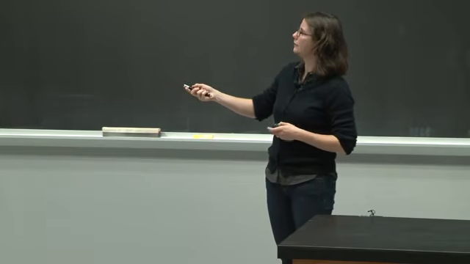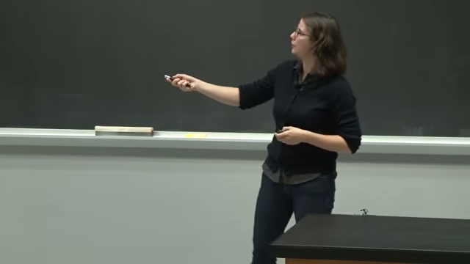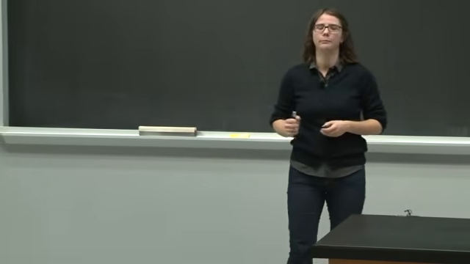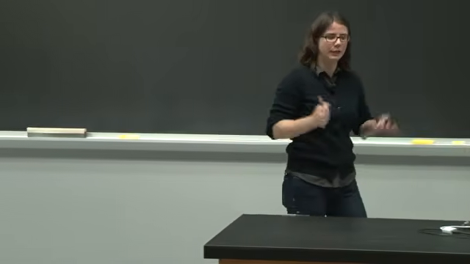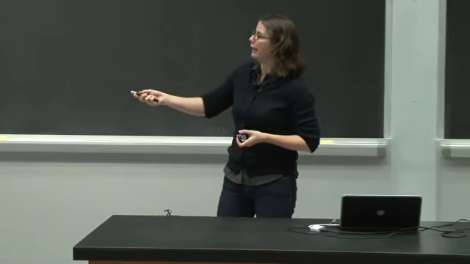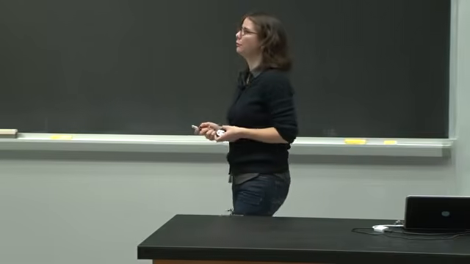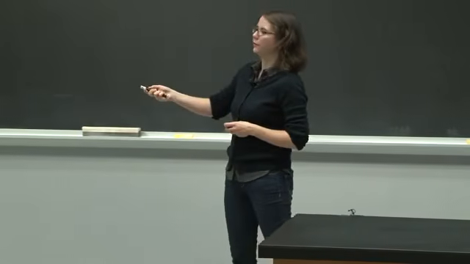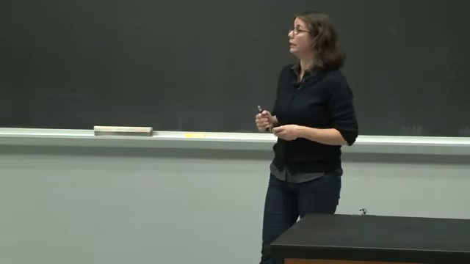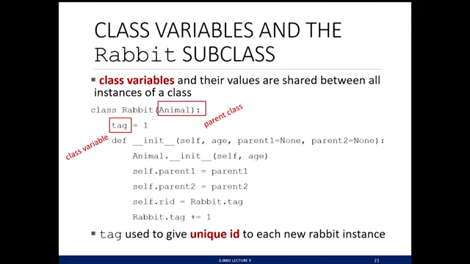Inside the init, I'm going to call the init of Animal, because Python already knows how to initialize an animal for me, just to do less work. That's going to set the 2 data attributes, name and age. I'm going to set the data attributes parent1 and parent2 for a rabbit to be whatever's passed in. And then this is where I'm going to use this class variable.